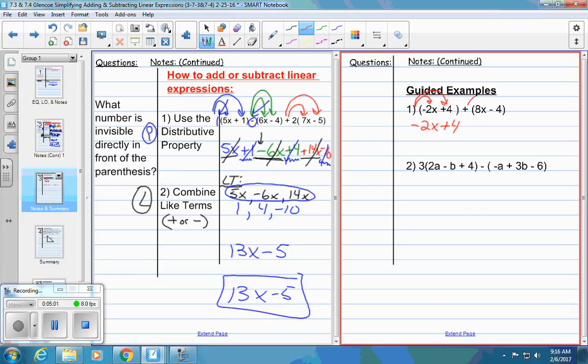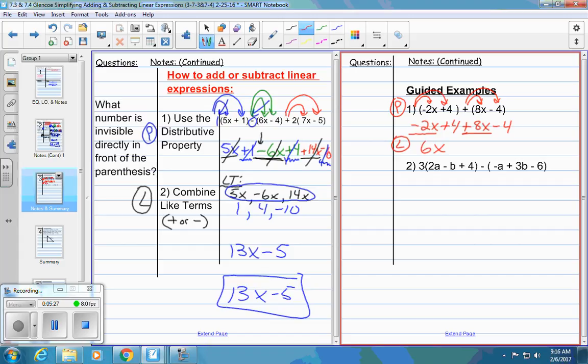This invisible 1 helps get our parentheses away here, plus 8x minus 4. And I know it's the same exact expression without the parentheses because we distributed the 1's. So that was step 1. And now step 2, combine like terms. We have negative 2x and positive 8x. And when we add negative 2 plus 8, that gets you 6x.